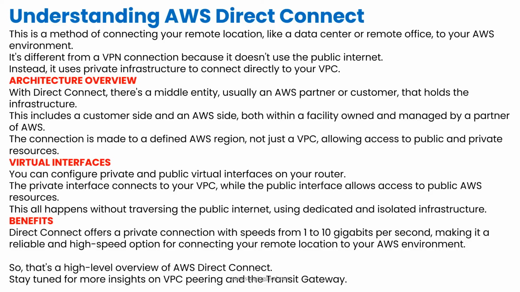The private interface connects to your VPC, while the public interface allows access to public AWS resources. This all happens without traversing the public internet, using dedicated and isolated infrastructure. Direct Connect offers a private connection with speeds from 1 to 10 gigabits per second, making it a reliable and high speed option for connecting your remote location to your AWS environment. So that's a high level overview of AWS Direct Connect. Stay tuned for more insights on VPC peering and the transit gateway.